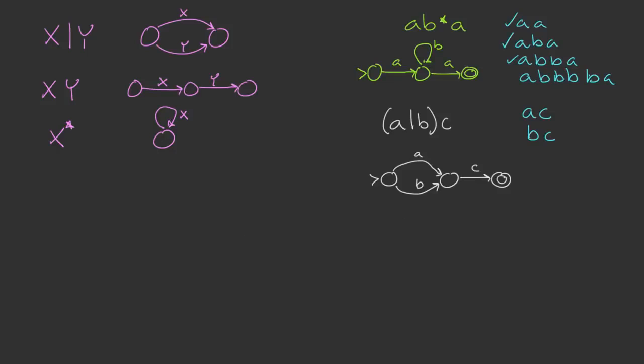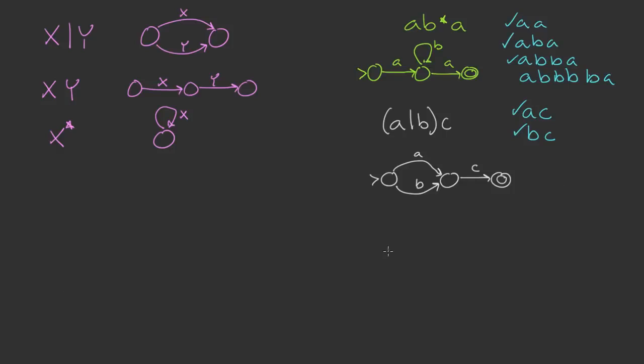We'll see that this works here. We'll try the AC first. We start at our starting state, follow the edge for A, and then follow the next edge for C. We end up in our accepting state, so this one works. And likewise for BC, we just follow the bottom edge down here, and then C. So we know that one works as well.